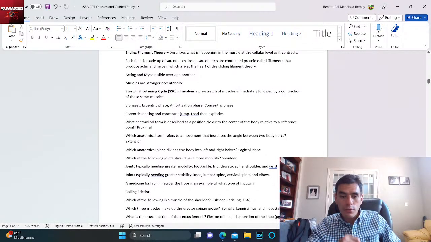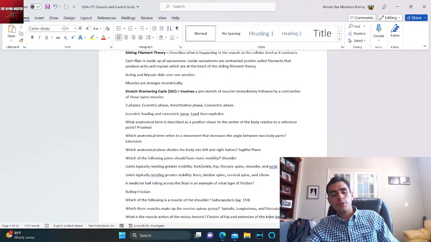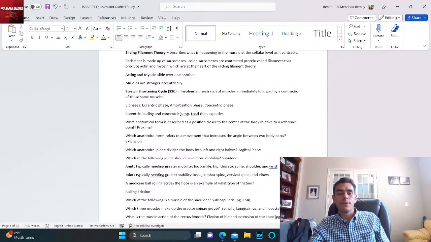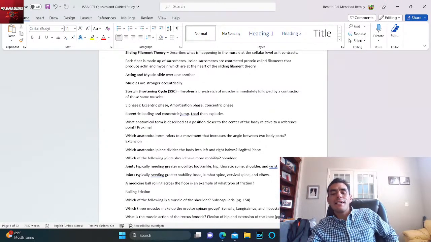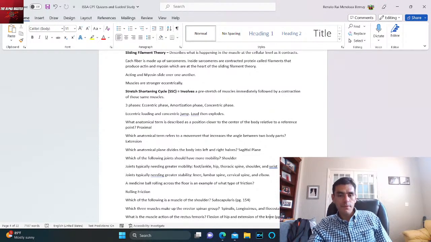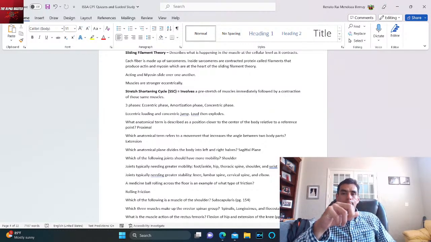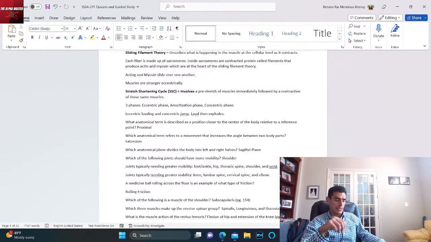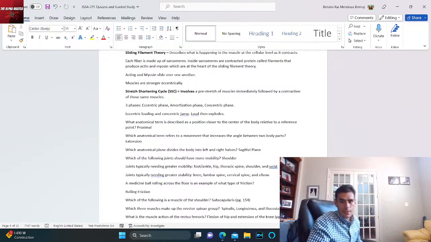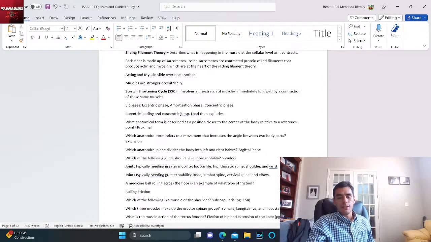And the muscle action of the rectus femoris, which is on the quadriceps, is going to be flexion of the hip and extension of the knee. That's going to be seen on that machine where you work the rectus femoris right here. The flexion of the hip and the extension of the knee.